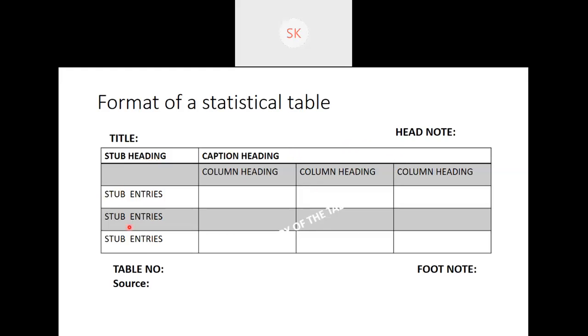Okay, then stub entries. Now stub entries are the values that you put inside, or you can say them as another heading on to the first column. And for a few data you will have column headings also. Okay, and then you have table number.